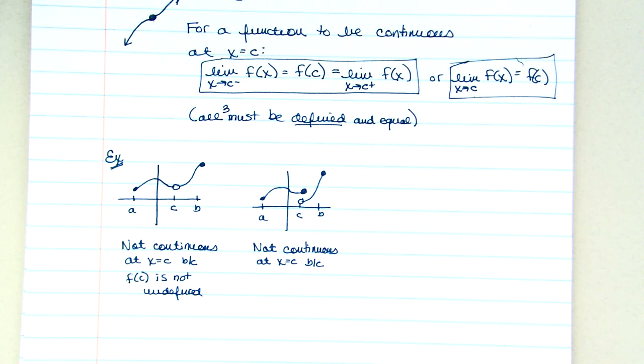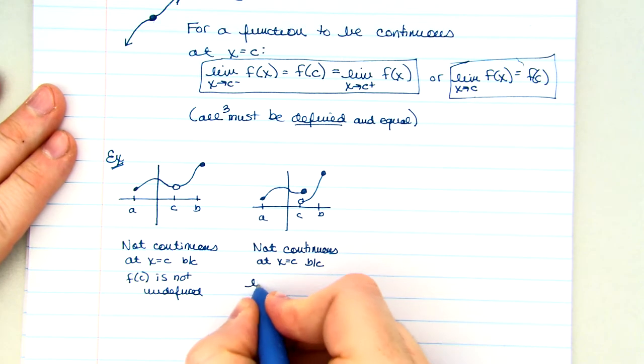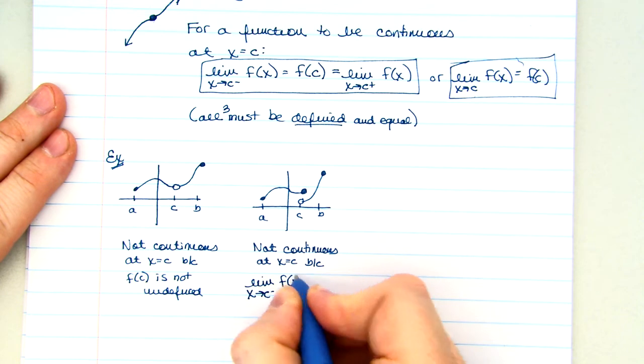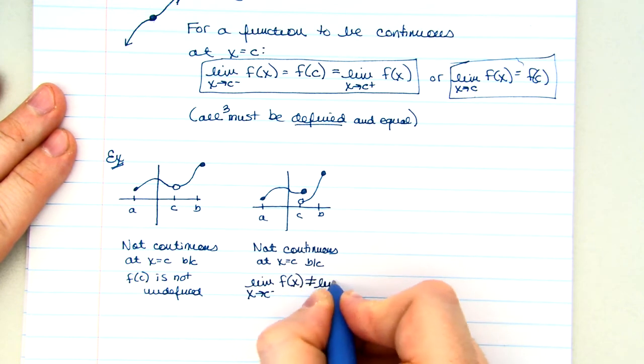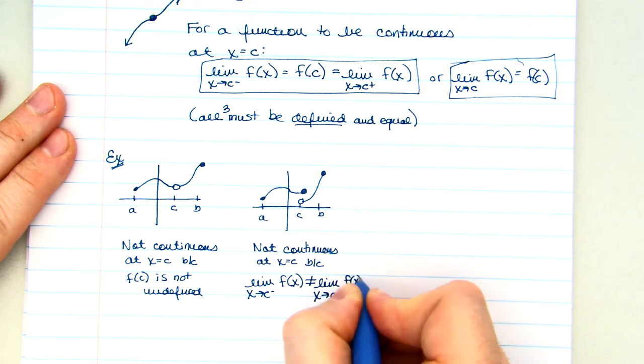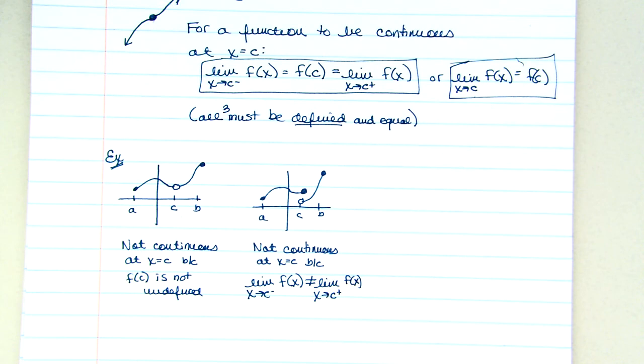Do you want to give it a try? Sophie? That's what I want. Do they both exist? Sure they do. My issue here is the limit as x approaches c from the left of f of x does not equal the limit as x approaches c from the right of f of x. That's my precise reason for the problem. Absolutely there's a jump, but this is the formal reason why we're not continuous.